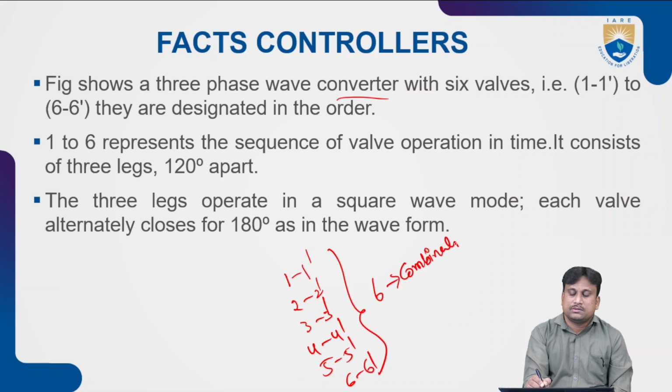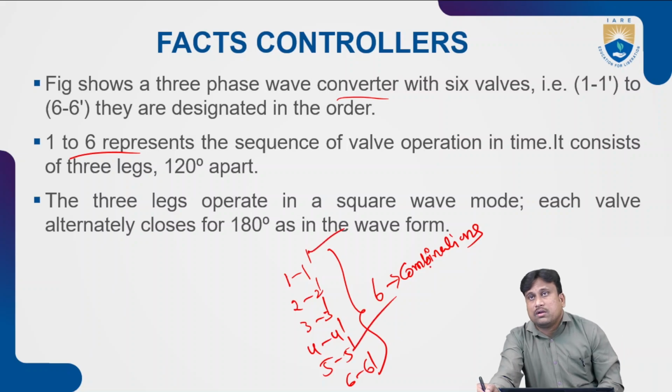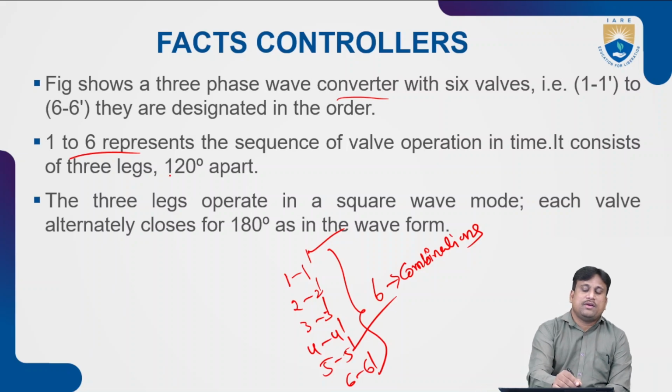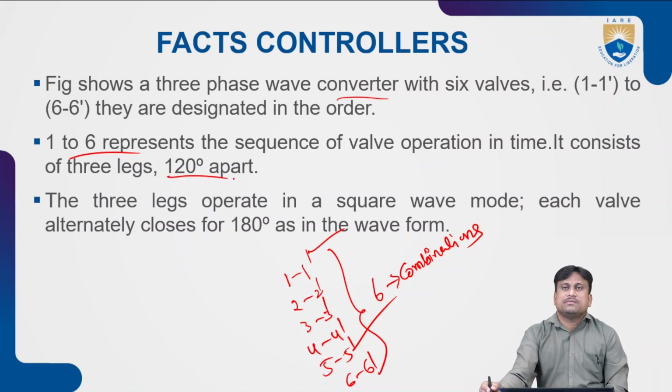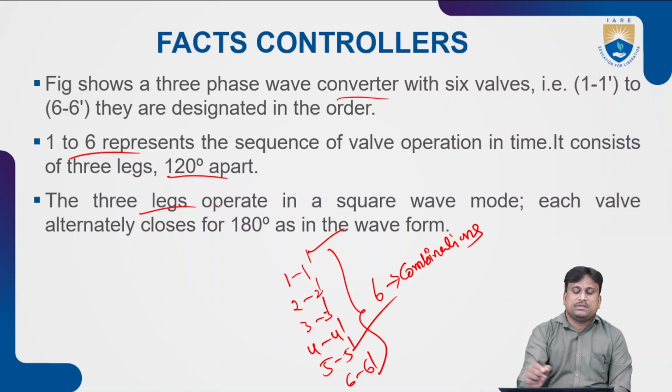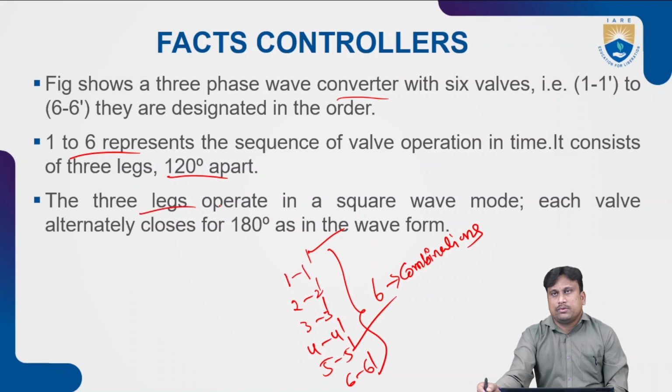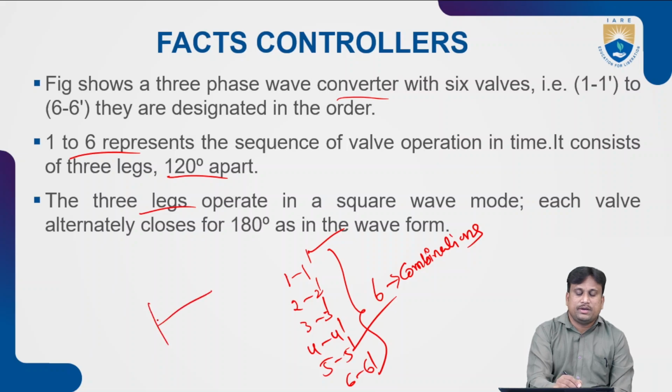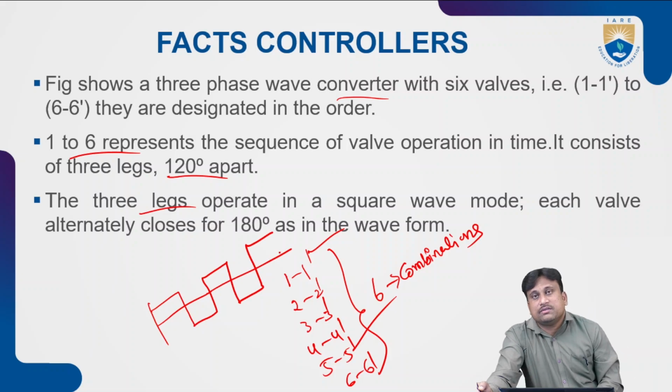So 1 to 6 represents the sequence of the valve operation in on time. That means it contains 3 legs. They will differ by 120 degrees phase shift. So that 3-leg combination will operate in a square wave mode. So this will be treated under square wave mode. This is the mode of operation when it is conducted.